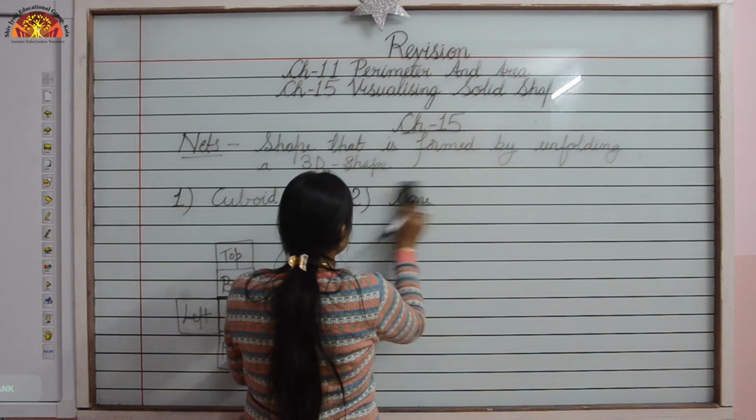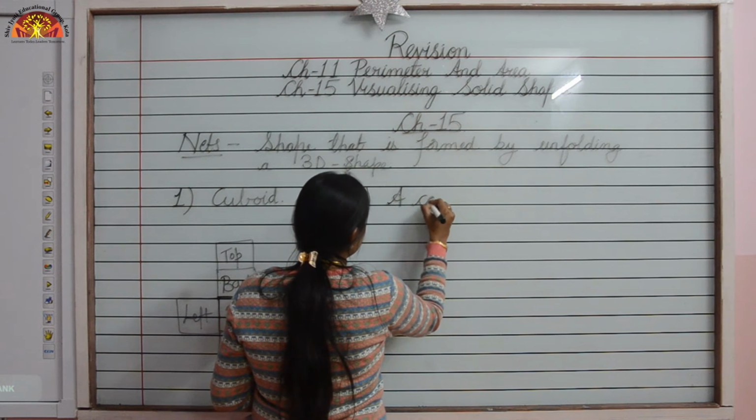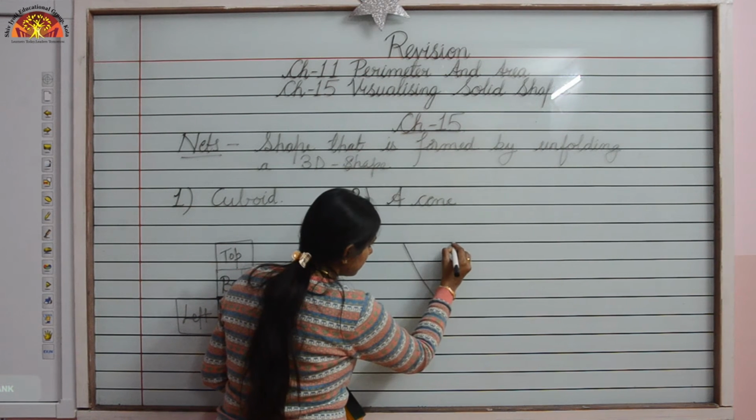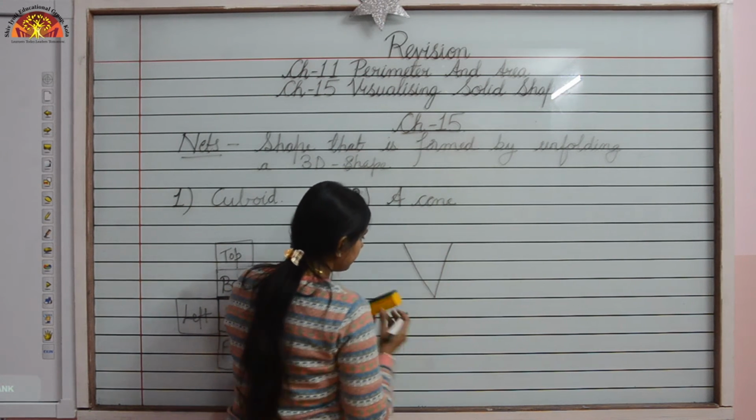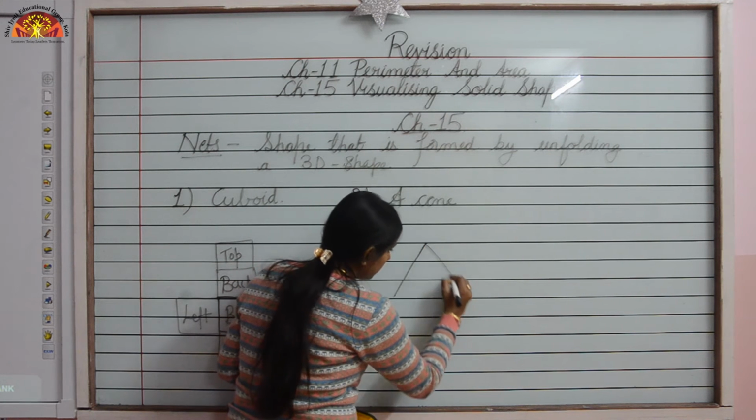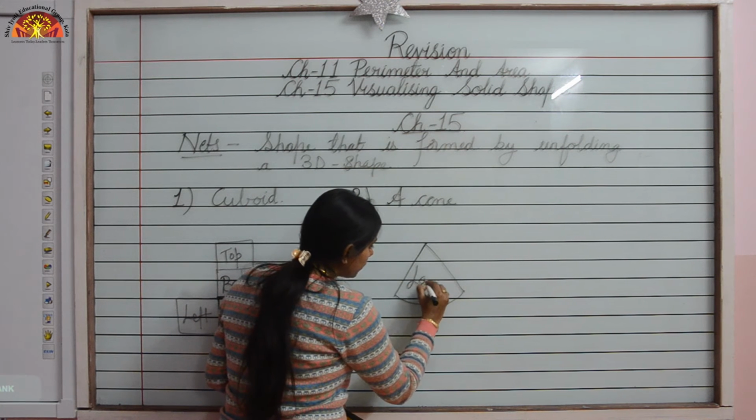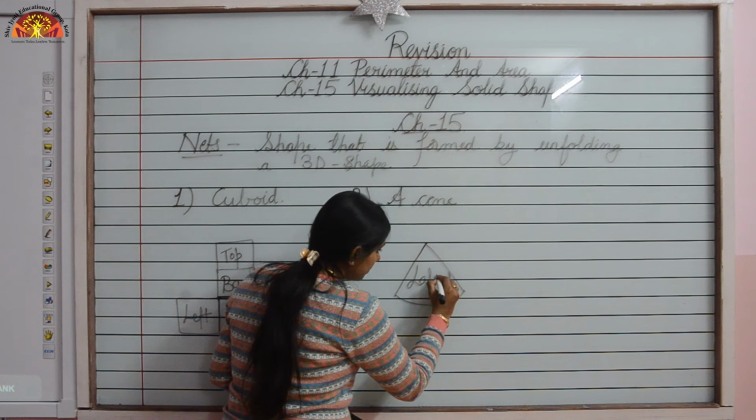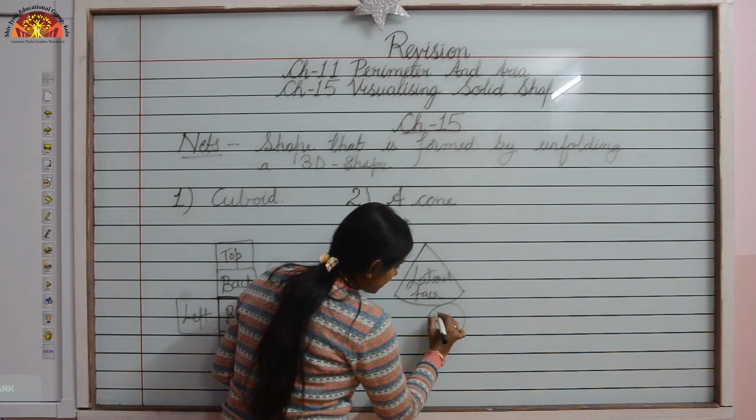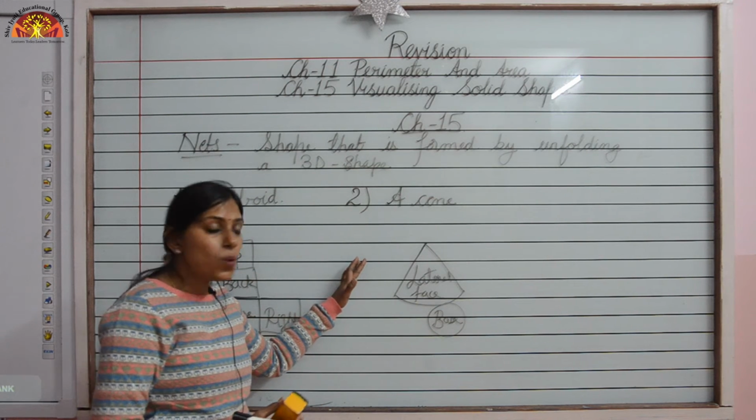Net of a cone. So you can see, you can draw in any manner. This is the lateral face, and this is the base. So this is a net of a cone.